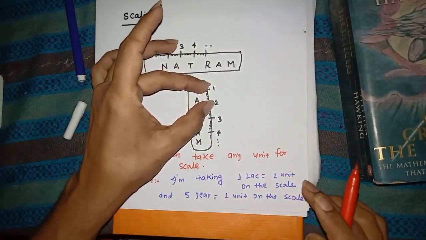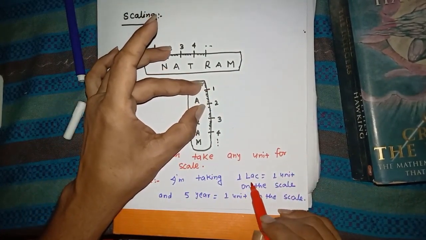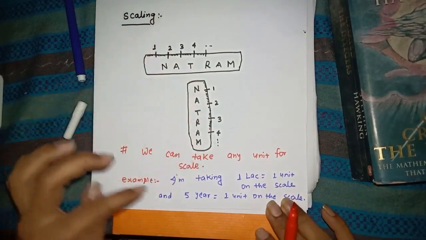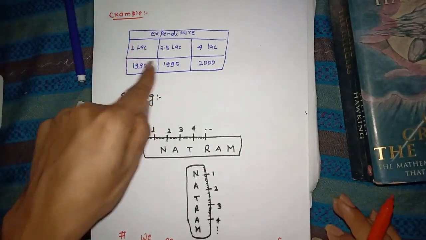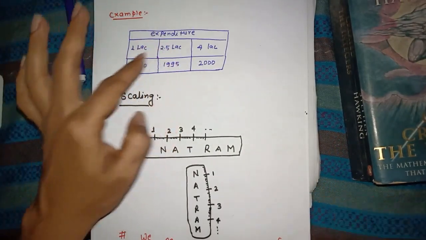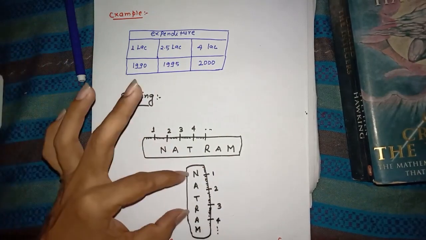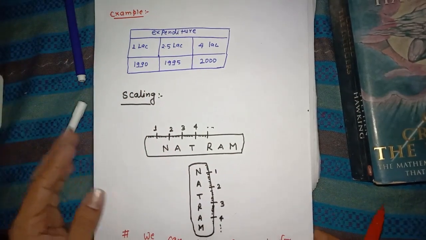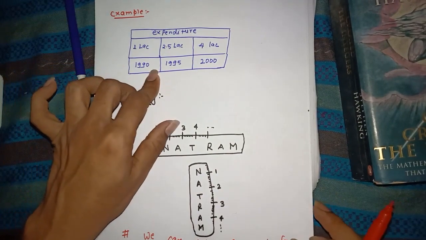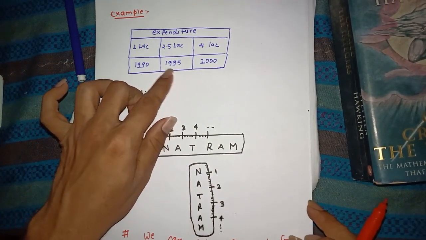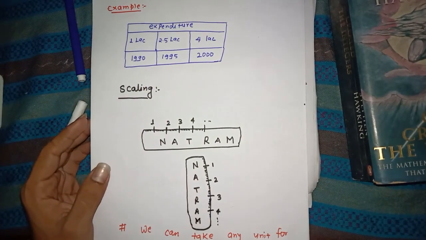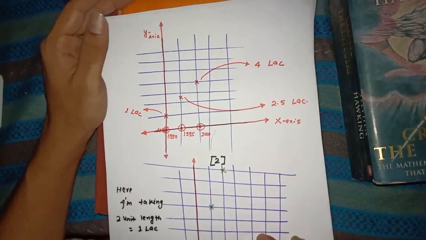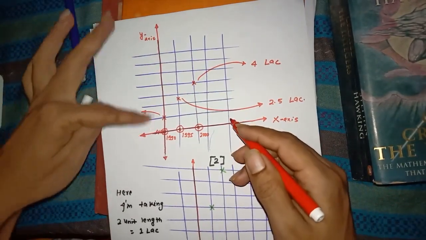So I am taking 1 unit length for the scale. Here 1 unit length is 1 lakh on the expenditure scale, in rupees. And on the time scale, in years, I am taking 5 years as 1 unit length. So how can I draw this kind of scale on the graph paper? Now see here.